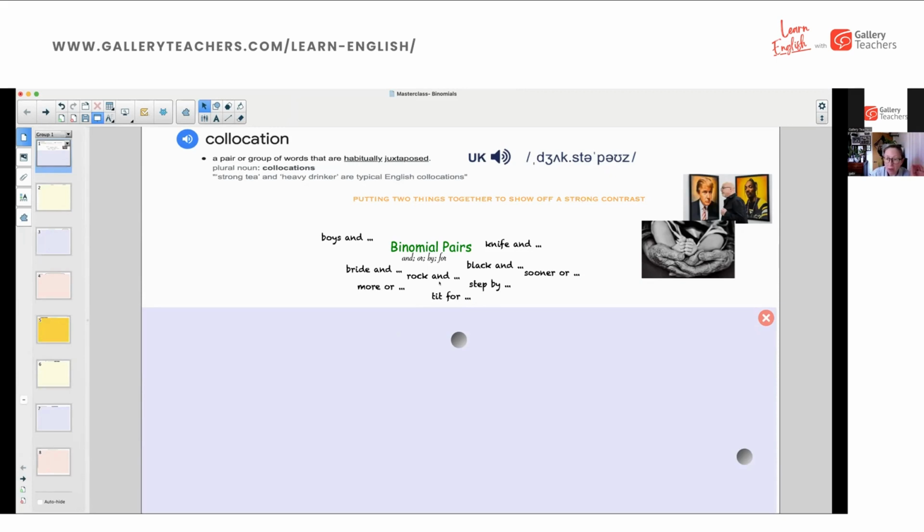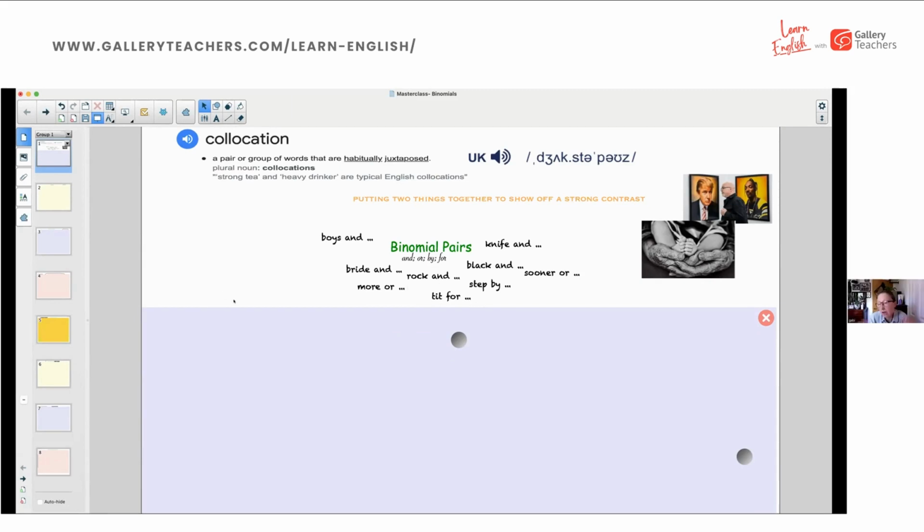Now, today we are going to focus on binomial pairs, which are much more difficult. Many of them you may have not even heard of. Now, the reason why I've decided to cover binomial pairs is because it's one of those areas of the English lexis that testify to your fluency.